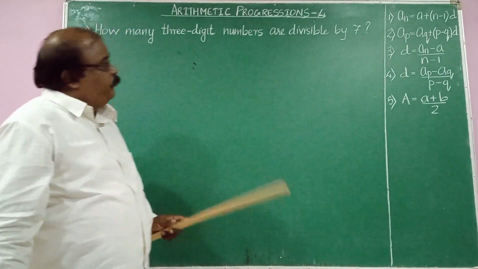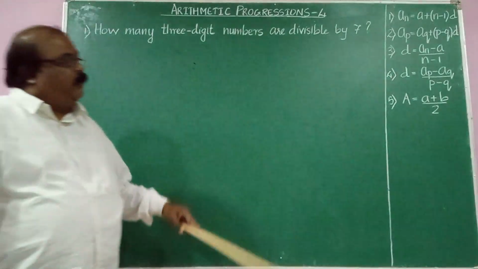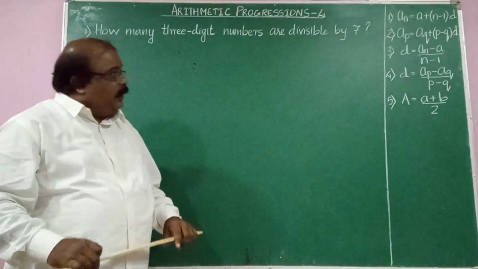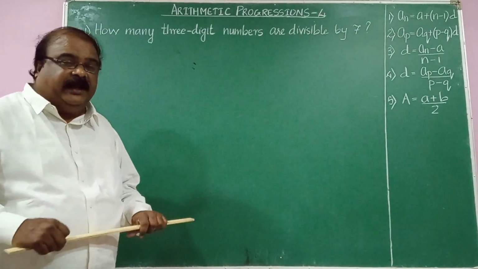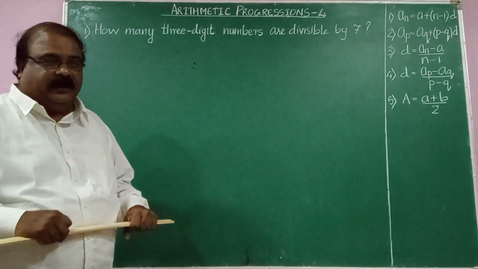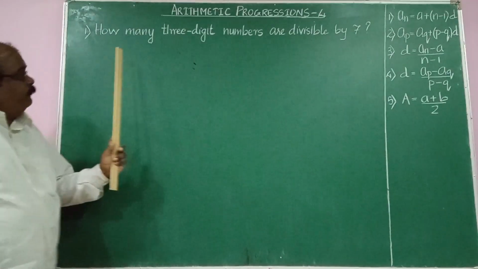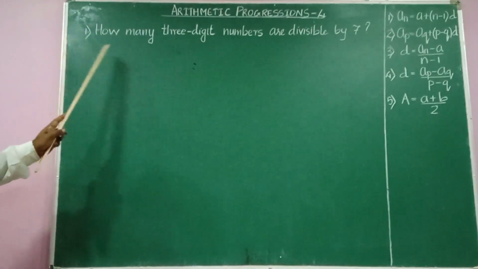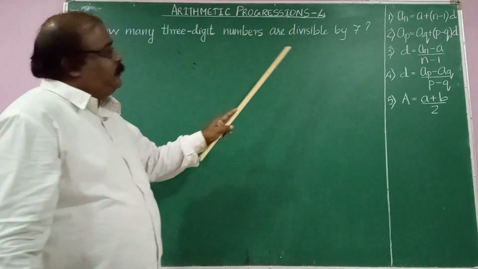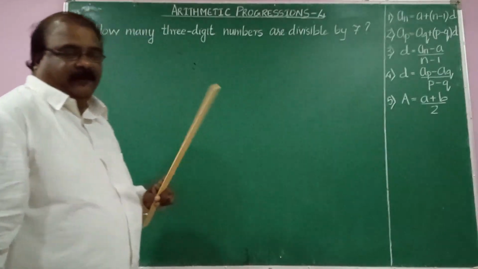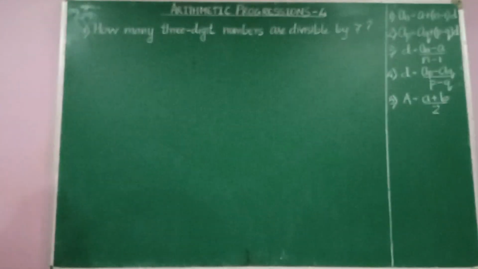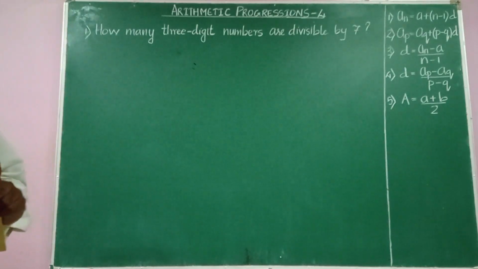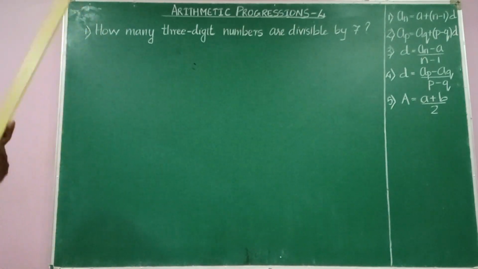Let me take a few more sums dealing with the above formulas and then gradually start with finding the sum of an arithmetic progression. My first question is: how many 3-digit numbers are divisible by 7?